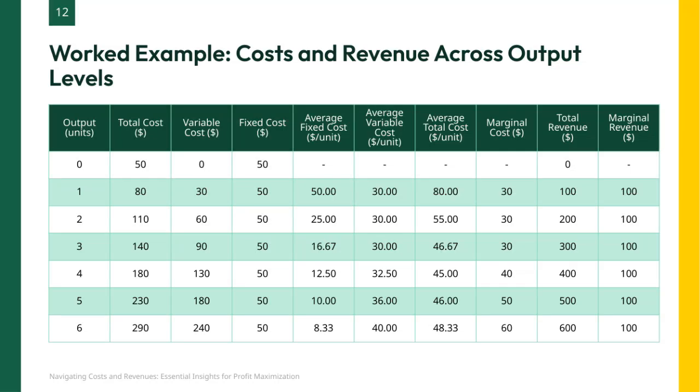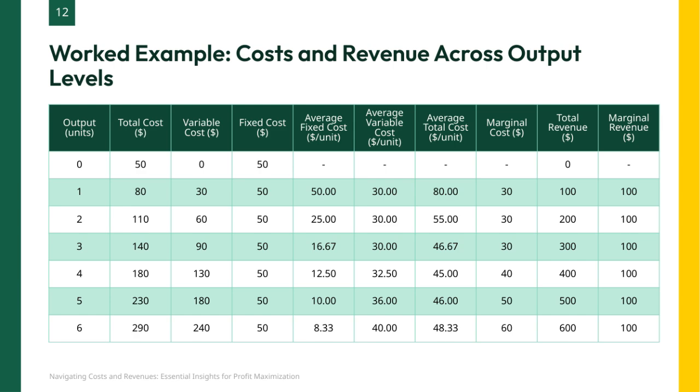Here we have a detailed table showing how costs and revenues change as output increases from 0 to 6 units. Starting with total cost, you can see it consists of fixed costs, which remain constant at $50 regardless of output, and variable costs that increase as more units are produced. For example, variable costs go from 0 at 0 output to $240 at 6 units.